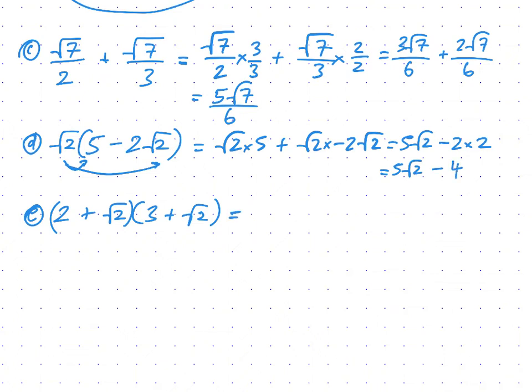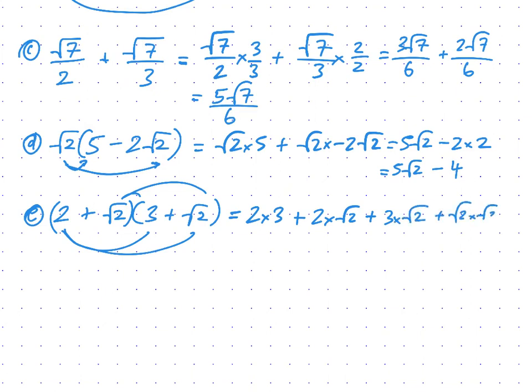Here we have a FOIL. So firsts, not first, those aren't the first, those are the outers. Firsts, outers, inners, lasts, FOIL, which you've done before with variables. Now we're doing it with radicals. So that's going to be 2 times by 3, firsts, plus outers 2 times by root 2, plus inners, plus 3 times by root 2, plus lasts, root 2 times root 2.